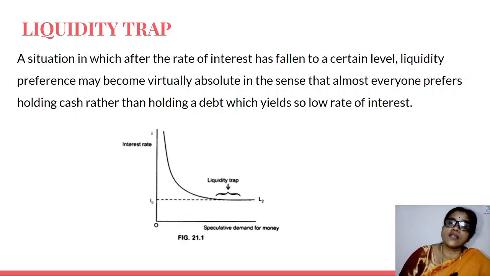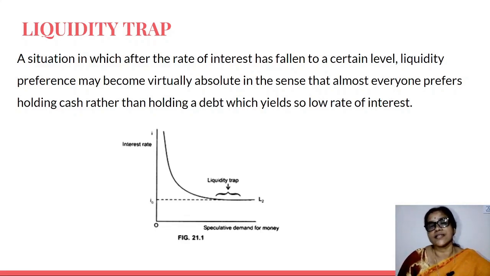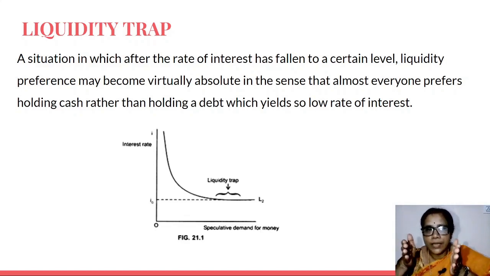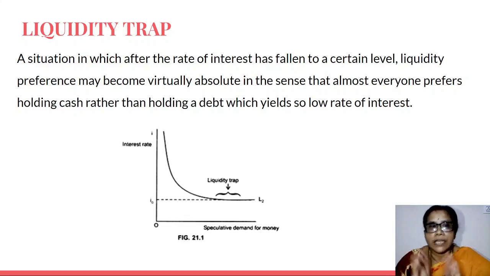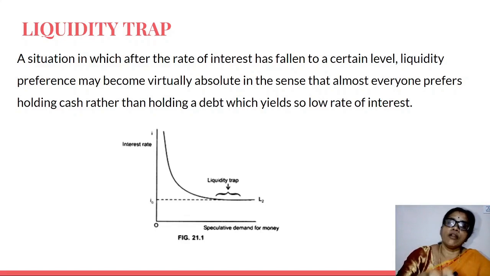That is, a situation arises in the market in which, after the rate of interest has fallen to a certain level, that is, a minimum level, liquidity preference may become virtually absolute, in the sense that almost everyone prefers holding cash rather than holding debt, which yields so low a rate of interest. So they prefer to hold cash in the bank instead of buying bonds. That particular situation we call liquidity trap.